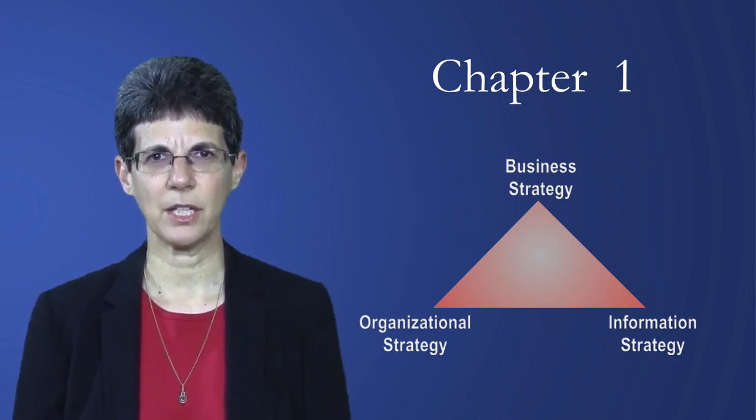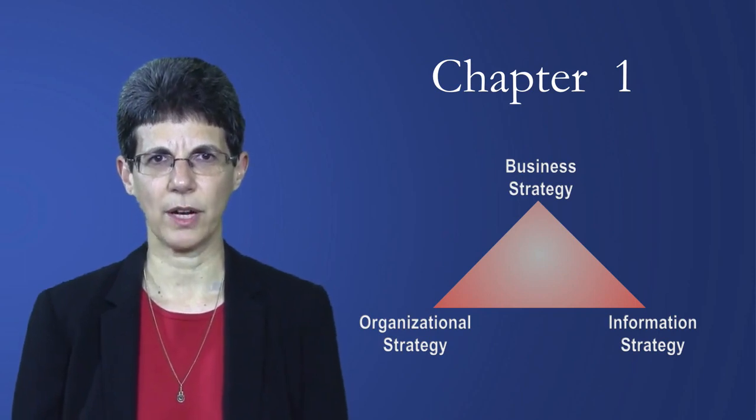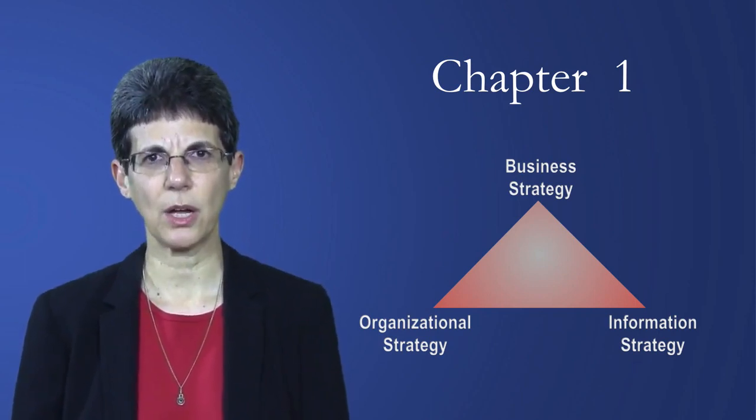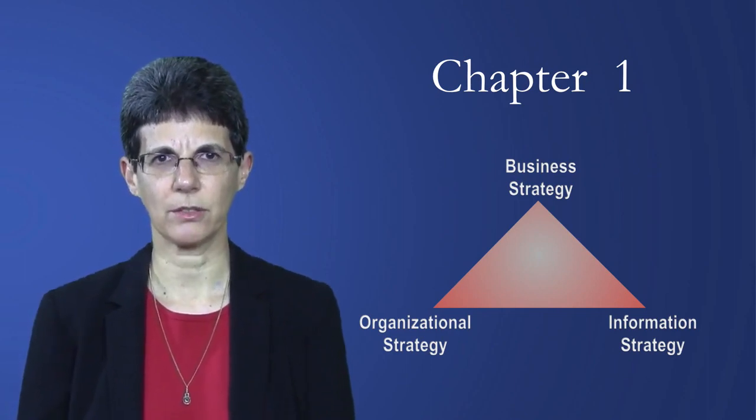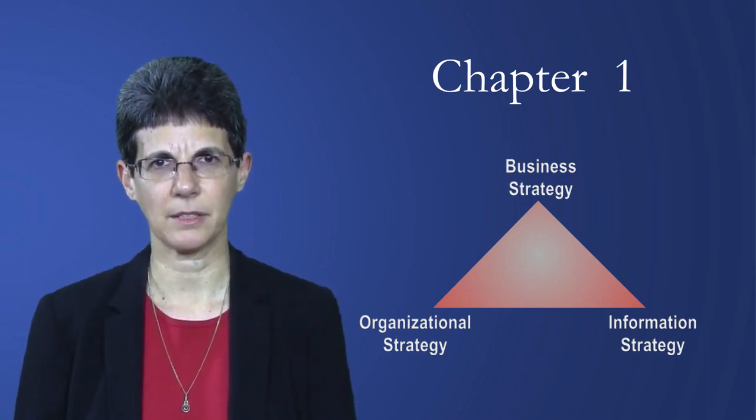If a decision is made to make changes in one corner of the triangle, then it is necessary to evaluate the other 2 strategies to ensure that the strategies support each other and that the triangle remains balanced.